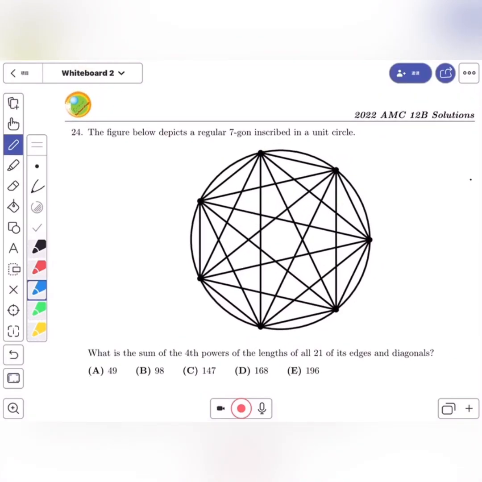The figure below depicts a regular 7-gon inscribed in a unit circle. What is the sum of the fourth powers of the lengths of all 21 of its edges and diagonals?